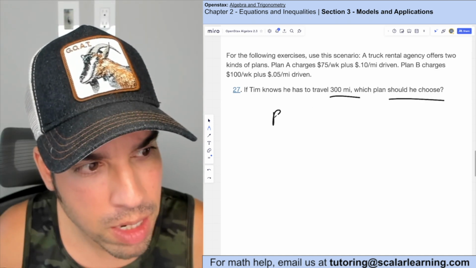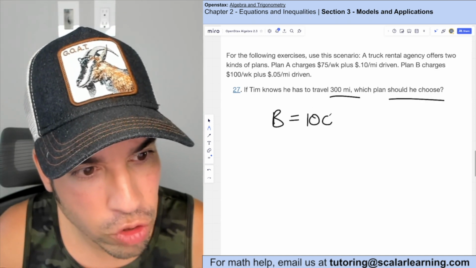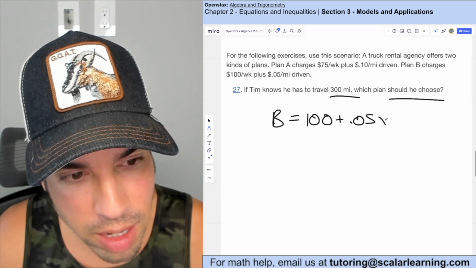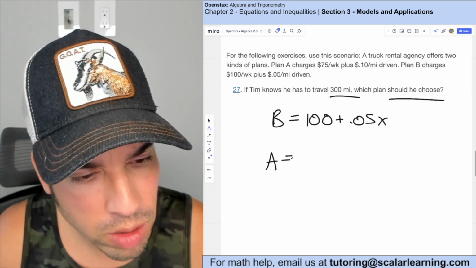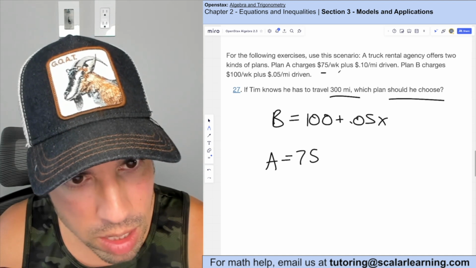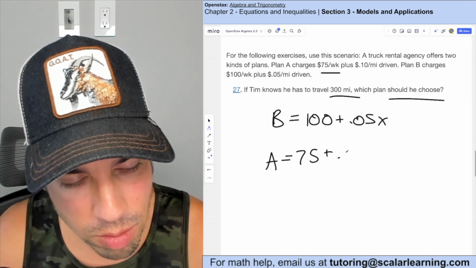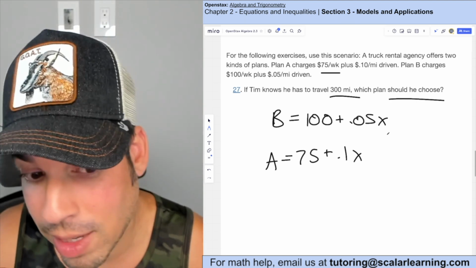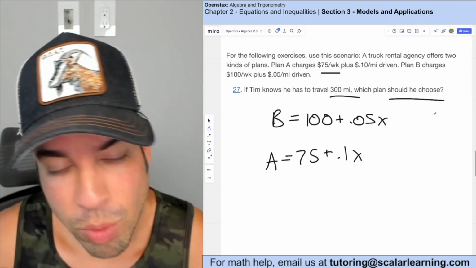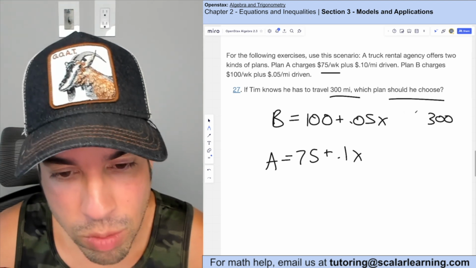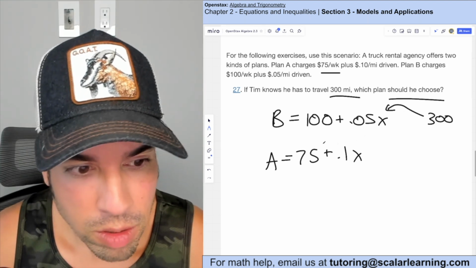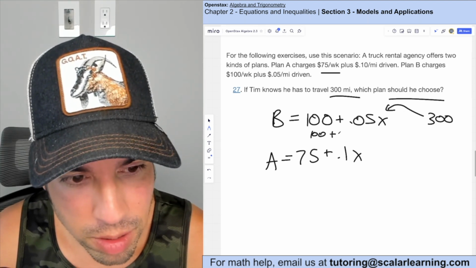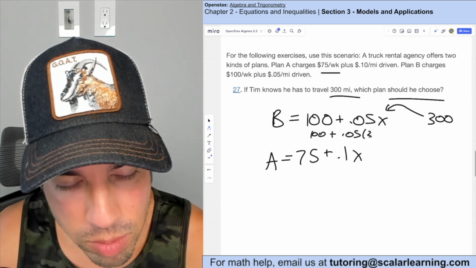So we've got B with our equation equaling 100 plus 0.05x. And we've got A equaling 75 per week plus 10 cents per mile. And the question is, which one is better for going 300 miles, aka plugging in 300 for X? So we're going to plug in 300 for both and see which one's cheaper. So this one is going to be 100 plus 0.05 times 300.